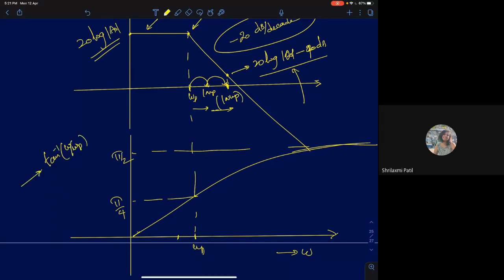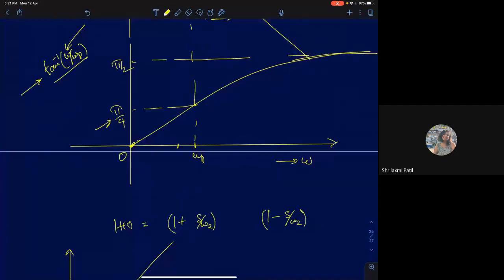So at omega equal to infinity, what will be the phase shift? It will be plus pi by 2 or 90 degrees. Okay, plus pi by 2 in radians or 90 degrees. And at omega equal to omega 2, it will be plus pi by 4. And at 0, it will be 0. Okay, so that's what we can predict from this. So this is the phase response of a system with a right of plane pole.